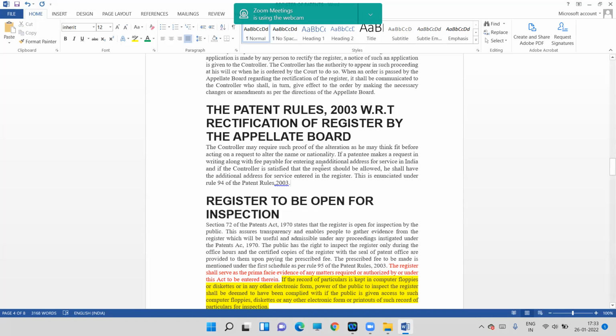Yes. After that, see what it says: if the controller is satisfied that the request should be allowed, he shall have the additional address for service entered in the register. So all of this happens by consent of the controller. This is enunciated under Rule 94 of the Patent Rules 2003. So can anybody tell me Rule 94?